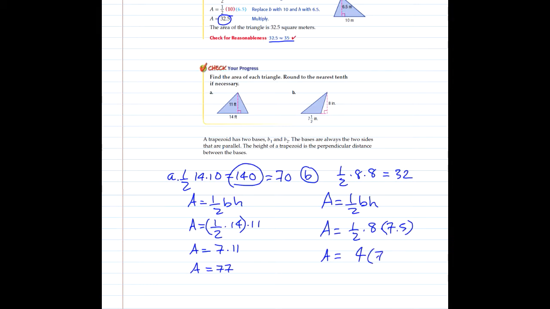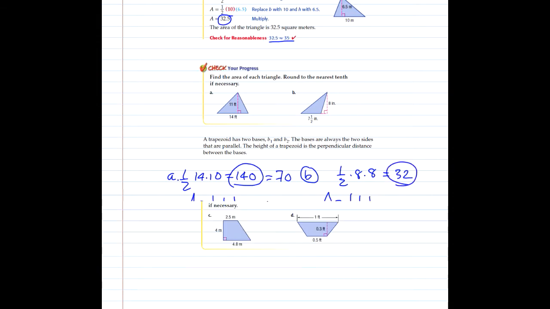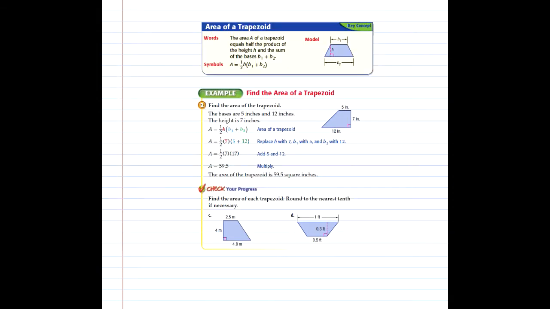So I have 4 times 7.5, which gives me an answer of 30. In this case, it's inches squared, which is in agreement with my estimate of 32.